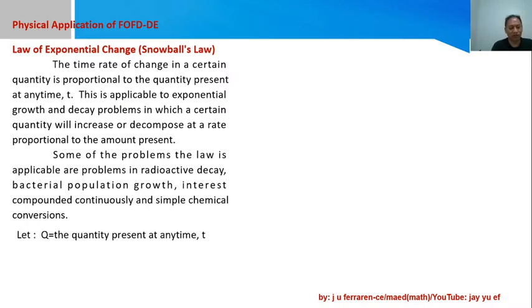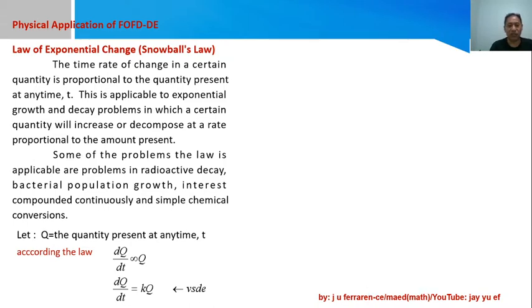Now, according to the law, if we let Q represent the quantity present at any time t, the change of this quantity is directly proportional to the amount Q that is present at any time t. So, to form an equation, I introduce a constant of proportionality K. So, we have dQ/dt, which is equal to the product of that constant of proportionality multiplied with Q. So, we were able to come up with a DE classified as a variables separable DE.